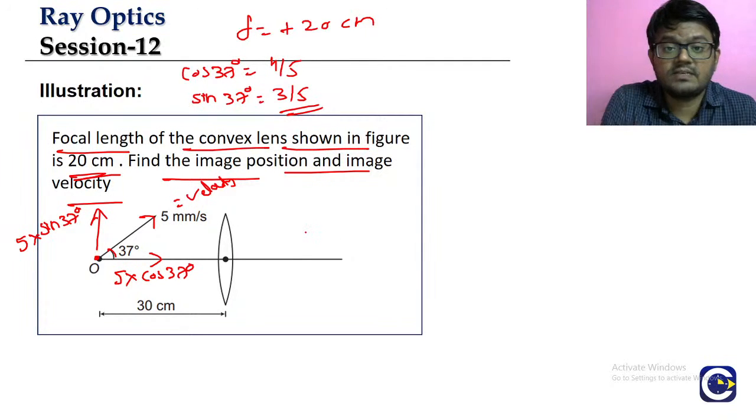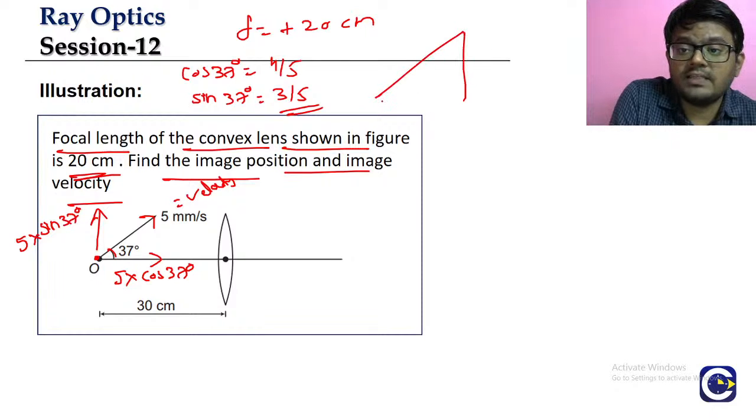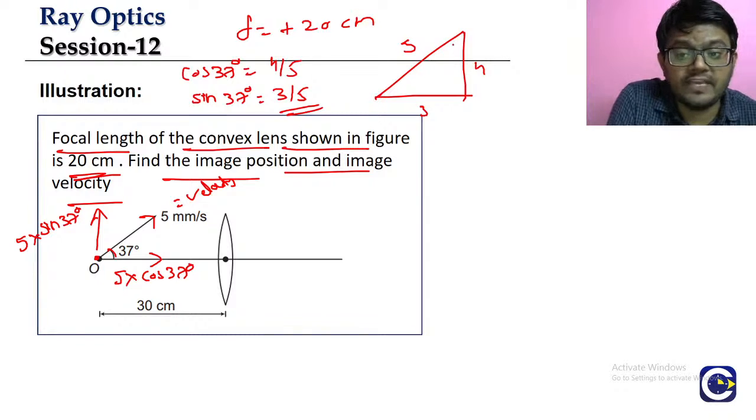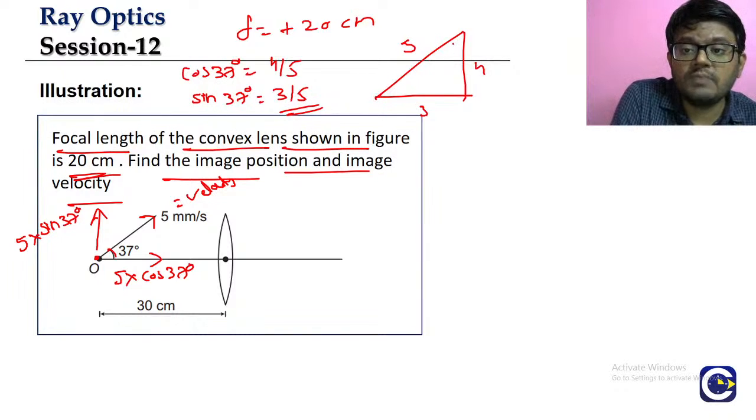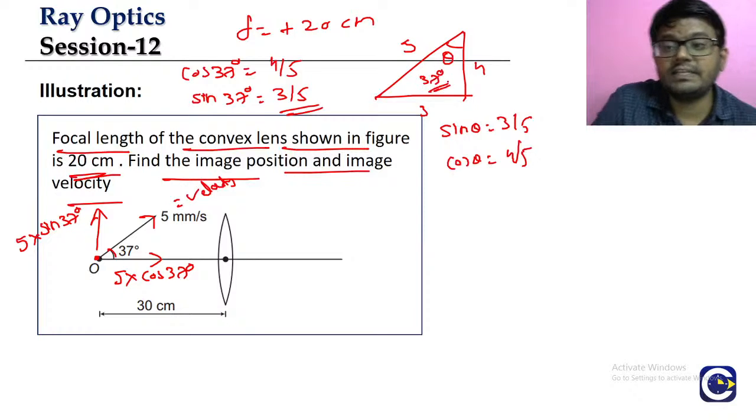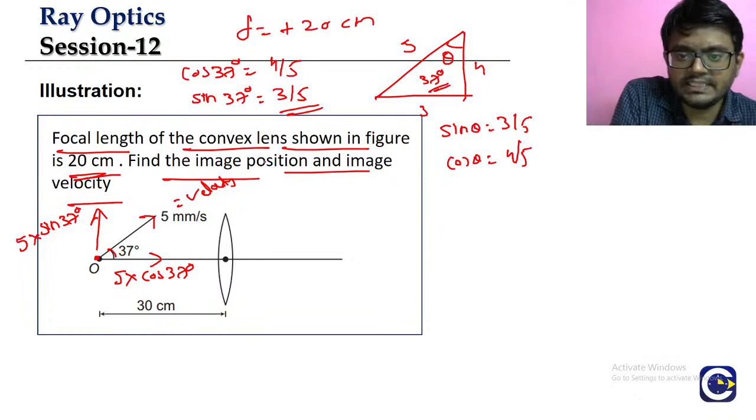So remember we discussed the triangle formed. If you have a triangle with 3 and 4 as the two sides, the hypotenuse will be 5. Here if you mark the angle opposite to the side 3 as theta, we'll have sin theta equal to 3 by 5 and cos theta equal to 4 by 5. What is this theta? That is our 37 degrees.